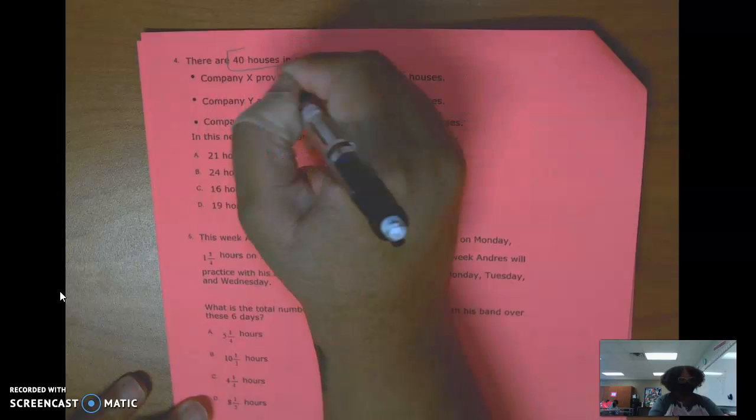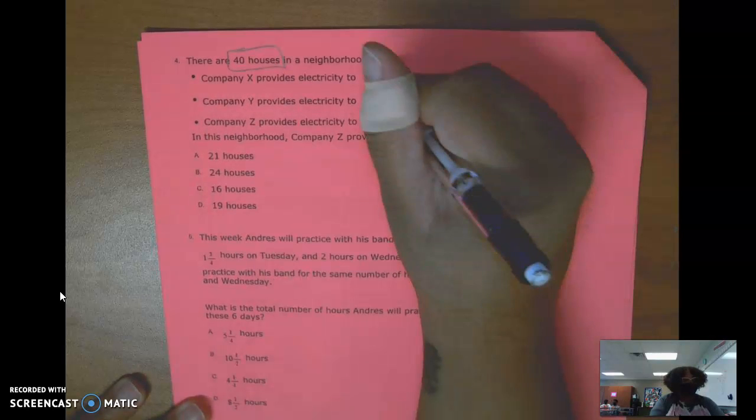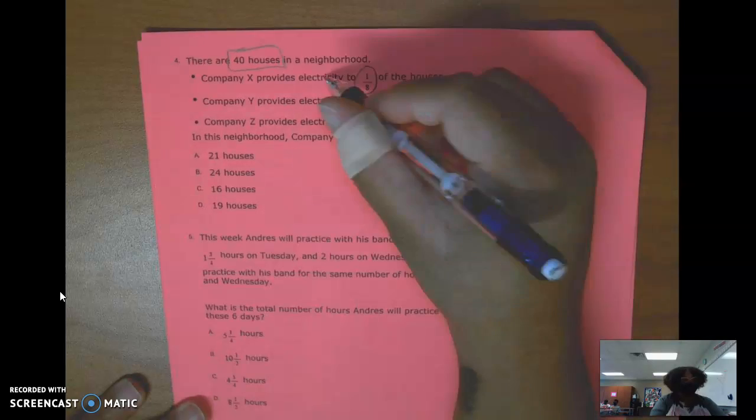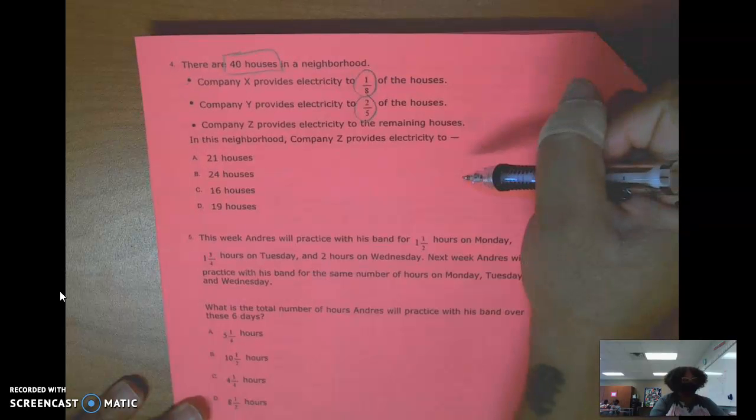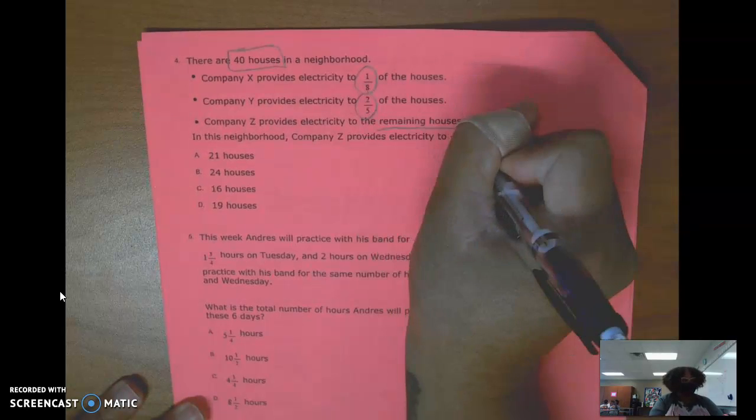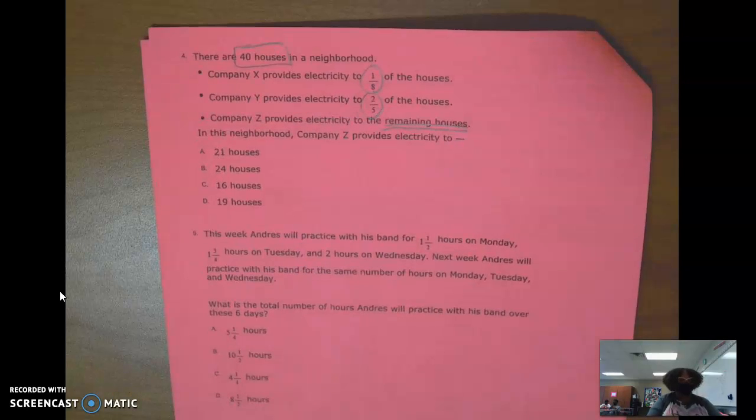Make sense of these questions. There are 40 houses in a neighborhood. Company X provides 1/8 of the houses with electricity. Company Y provides 2/5 of the houses with electricity, and Company Z provides the remaining houses with electricity. How many houses is that? What am I supposed to do? Convert what? The 1/8 and 2/5. To what? Decimal. Why? Because it would be easier. No, it wouldn't.